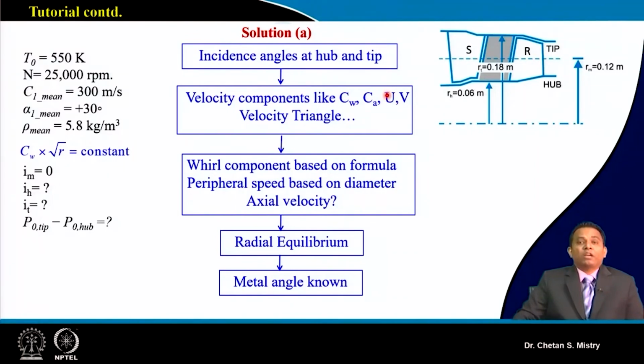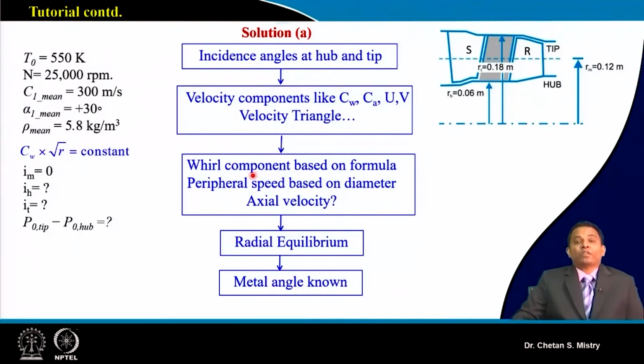In this case, my peripheral speed can be calculated based on the available radius, and my rotational speed is known to me. The whirl component follows Cw into square root of r equal to constant, so that will help us calculate the whirl component. This will all help us in calculating velocity components.